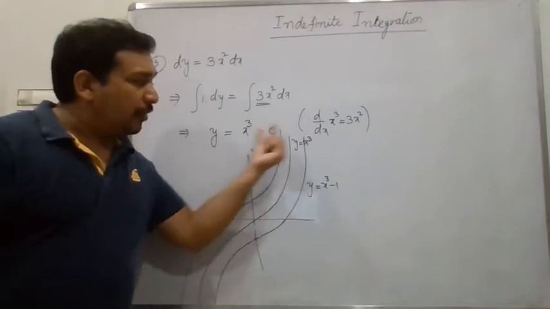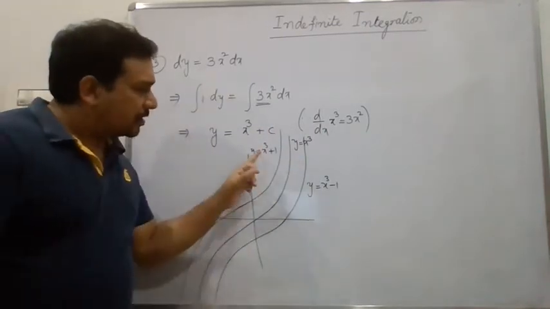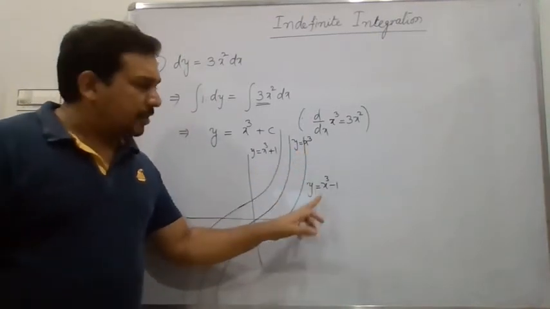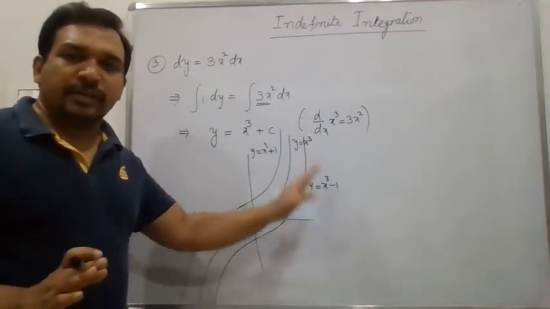But the derivative of all these graphs will be what? Always 3x square only. What is the derivative of x cube plus 1? 3x square. What is the derivative of x cube? 3x square. What is the derivative of x cube minus 1? Even then also it is 3x square. For all these functions, derivative is 3x square.